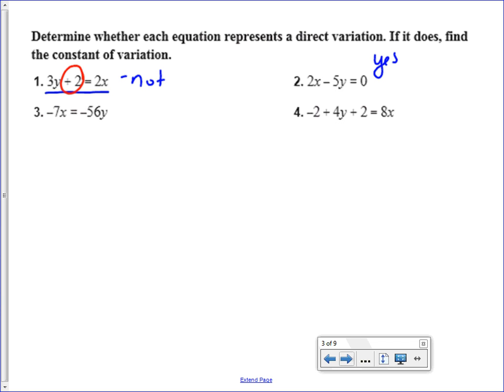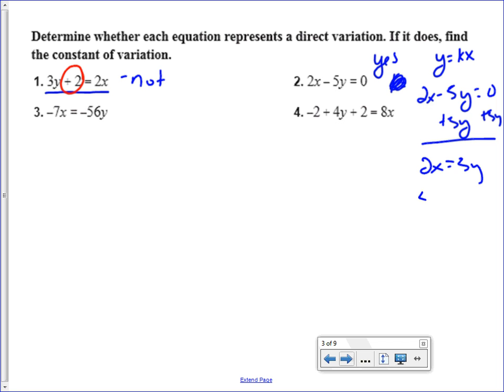So now we've got to find our constant. To find that constant, we know that you want to have y over x. So how do I figure this out? If you solve for y, you know that y is equal to kx. So if I can figure out what the y is equal to, I could find my constant. So for number 2, you could do this. If you add 5y to both sides, you'd have 2x is equal to 5y, or 5y is equal to 2x. So if we divide by the 5, you'd have y is equal to 2/5 x.